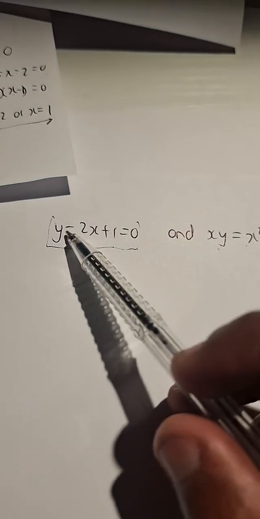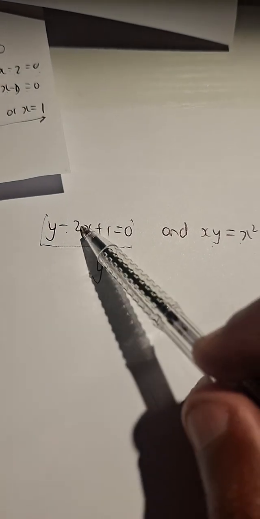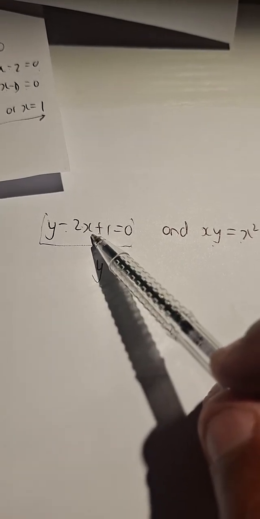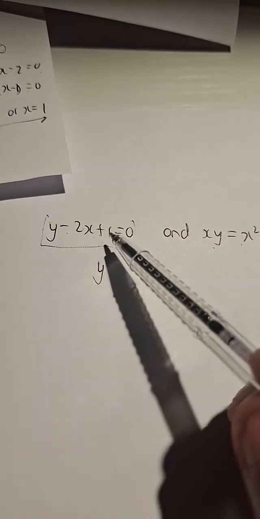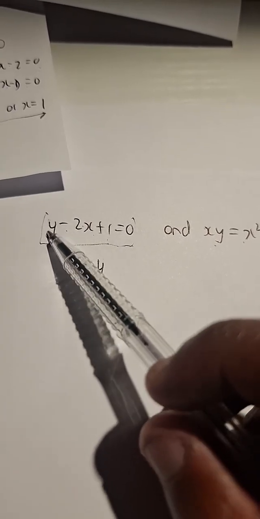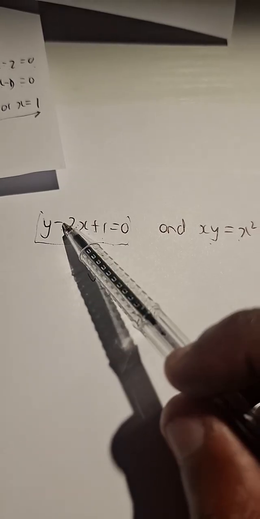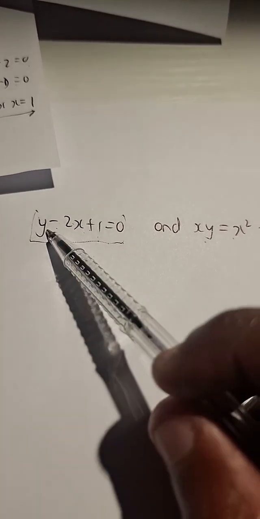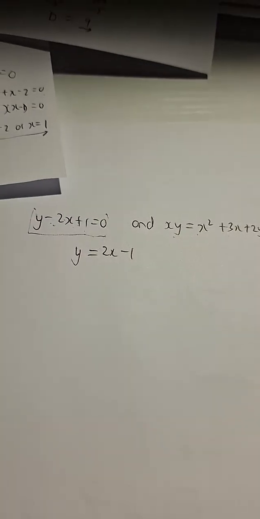We take the simple one, we make either x or y the subject. It's very preferable to make the subject of the formula the variable that has the most favorable coefficient. If you look at y here, it has a coefficient of 1, whereas 2x has a coefficient of -2. So it would be better to make y the subject. You transpose -2x, it becomes 2x. You transpose +1, it becomes -1. That is your equation 3.